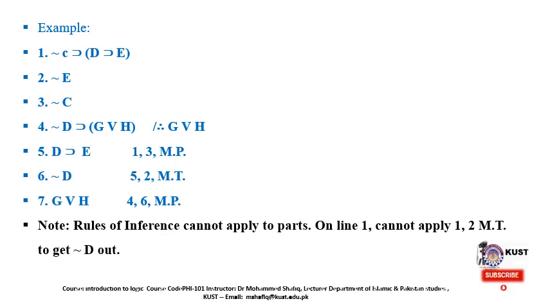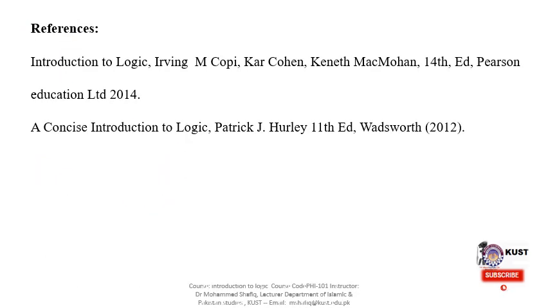Another important thing we need to remember is that rules of inference cannot apply to the parts of line 1. You cannot apply modus tollens to line 1 to get not D out. So these are the rules of inference which are very, very important in symbolic logic. And this is the way you apply your rules of inference on proof of validity.